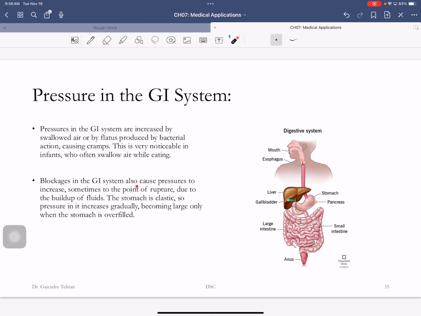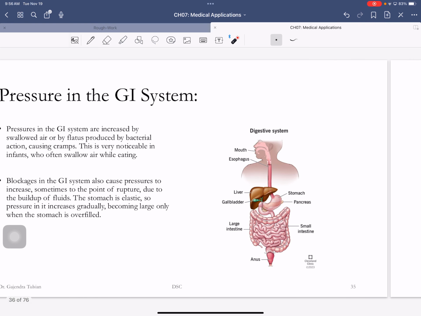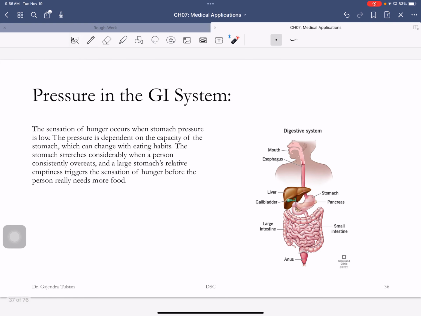So blockage in the GI system can also cause pressure to increase, sometimes to the point of rupture due to the buildup of fluids. The stomach is elastic, so pressure in it increases gradually. So if you eat too much, your stomach just expands, becoming large only when the stomach is overfilled. Yeah.